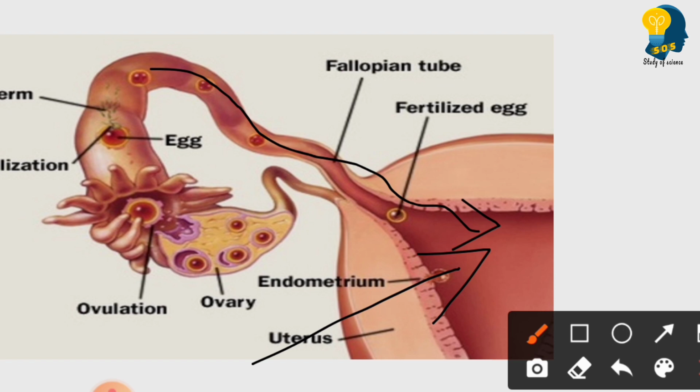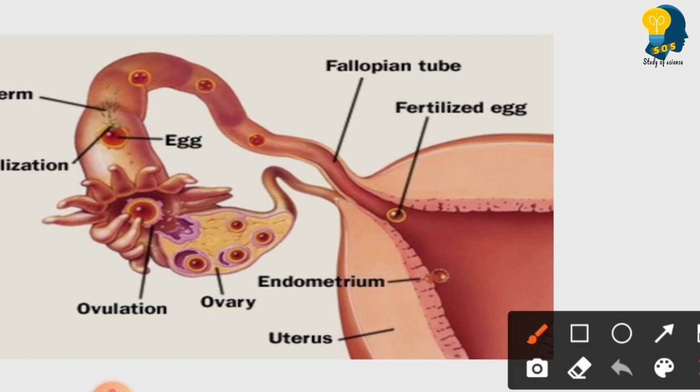So what happened to the embryo later? The embryo which entered the uterus will implant in the uterus. What happened after reaching the uterus? The embryo will implant to the wall of the uterus. If you observe this, this is the uterus. This is the wall of the uterus. So, the embryo is implanting to the wall of the uterus. You can observe here. So, after the implantation, what happened?